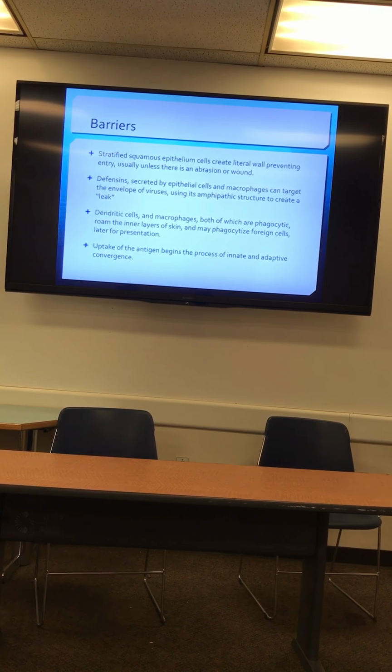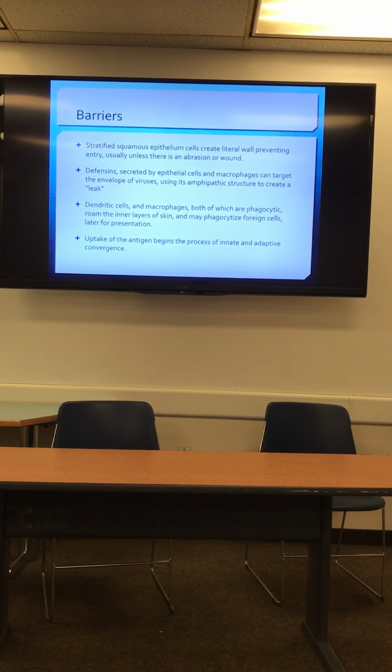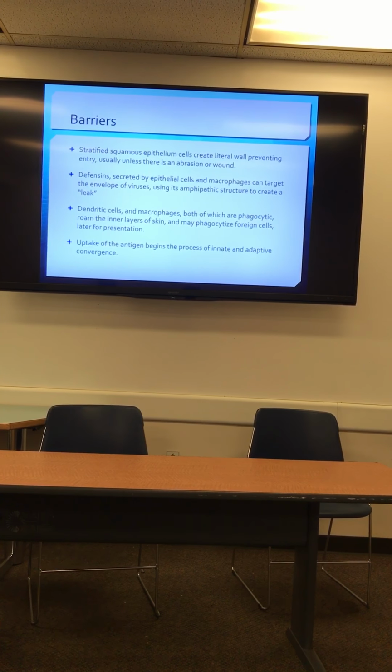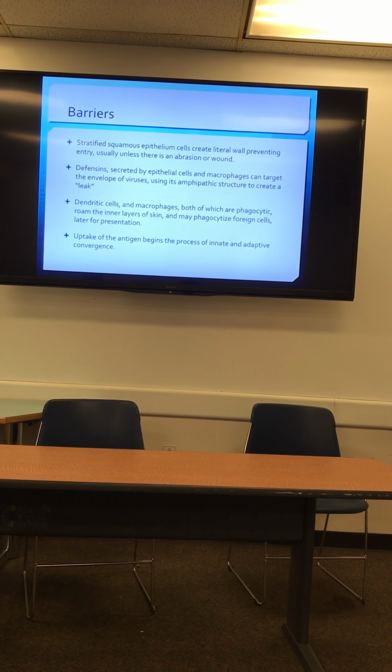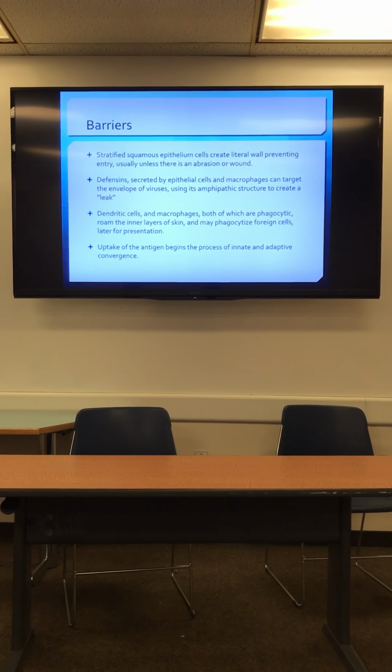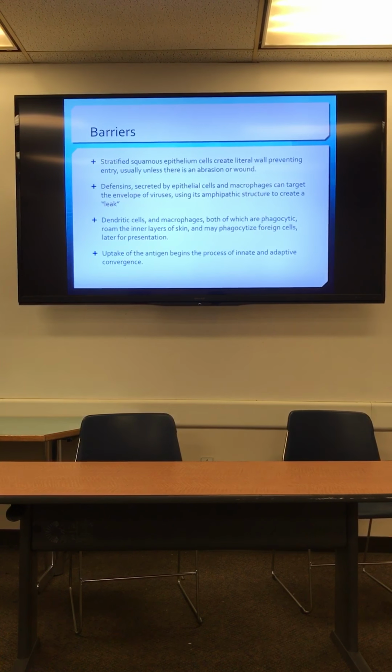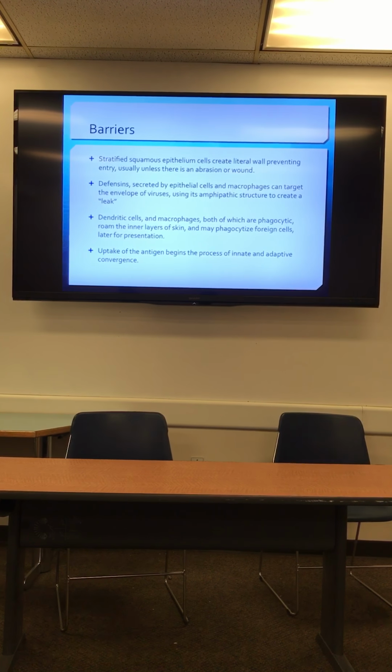So now we're going to talk about barriers. So the stratified squamous epithelium cells are basically just general skin cells. They're going to create a literal wall that is going to be preventing the entry. And this usually does an extremely good job unless there's an abrasion or a wound of some sort, basically a point of entry. And so epithelial cells and macrophages are going to secrete defensins, which are going to help specifically in this particular case. They're going to target the envelope of the virus. And basically what that's going to do is create like a structural leak, slowly leaking out the insides of the cells and creating death of that cell.